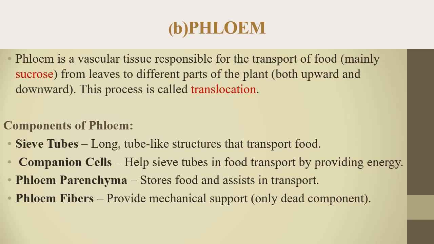The next one is companion cell. The companion cells are small living cells found alongside sieve tubes. They help in controlling the function of sieve tubes and provide them with energy. The third one is phloem parenchyma. These are living cells that store food and help in the transport of nutrients. The last one is phloem fiber. These are the only dead cells in phloem. They provide structural support and strength to the phloem tissue.